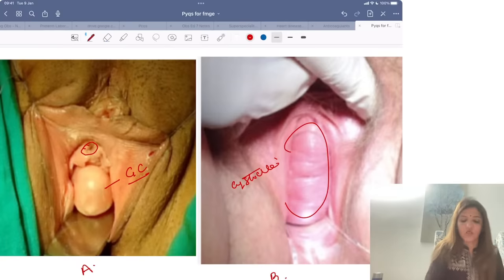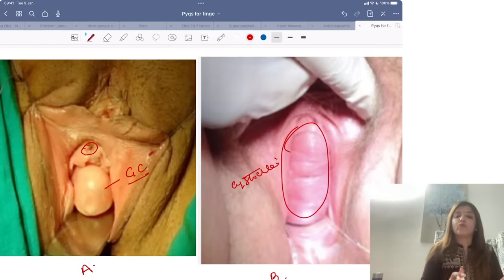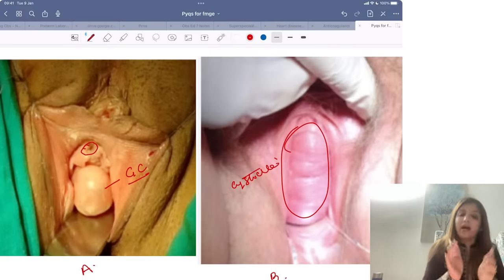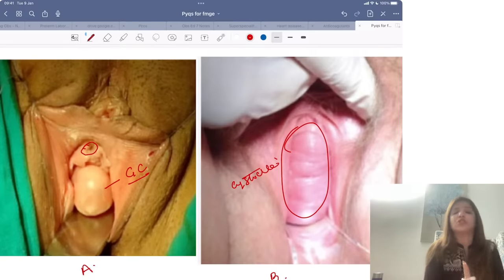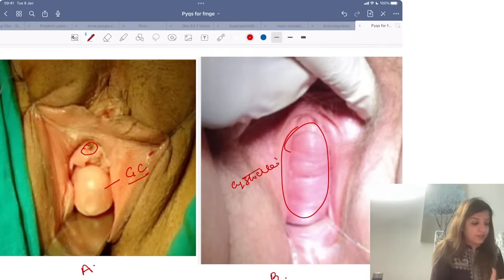Do you see these rugosities over here? तो अगर आपको rugosities मिल रही हैं, तो it means it's a cystocele. अगर आपको बिल्कुल smooth cyst मिल रही है anterior wall में, that means it is Gartner's cyst. Right?